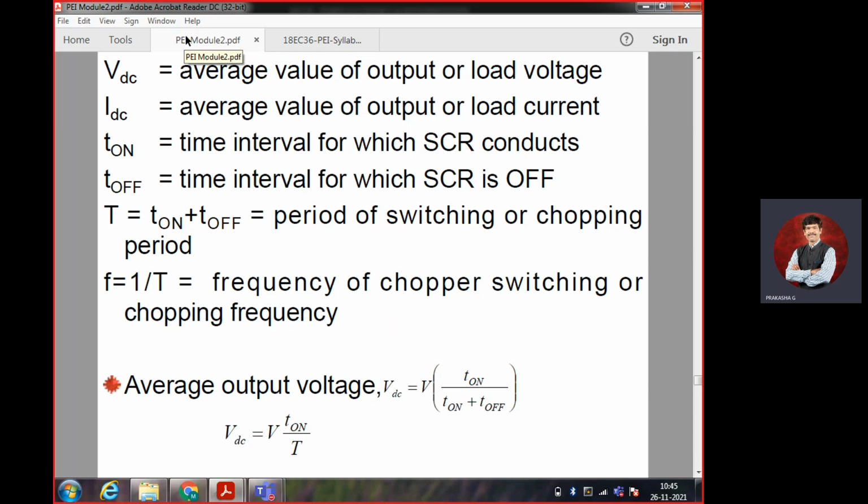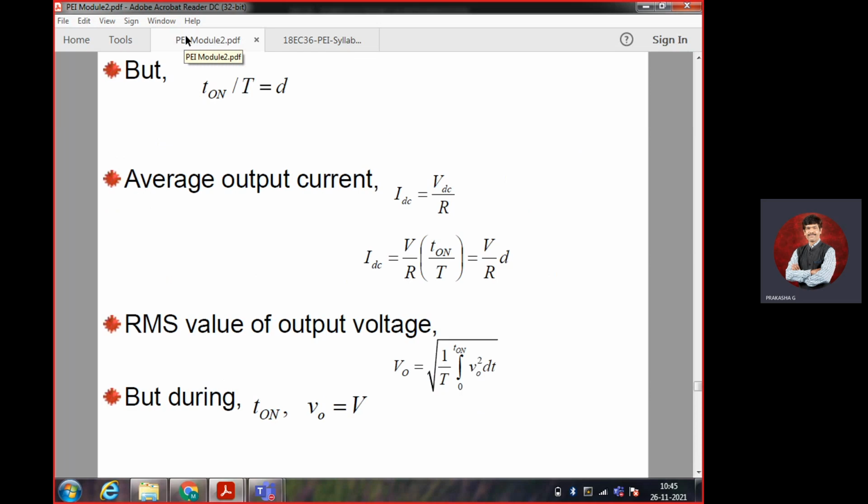F is equal to 1 over T. So VDC is equal to V into T-on by T. The same thing what I have written. Actually, they have not given delta, they have given D. Similarly, average output current, ID is equal to VDC by R. You can note down that also.